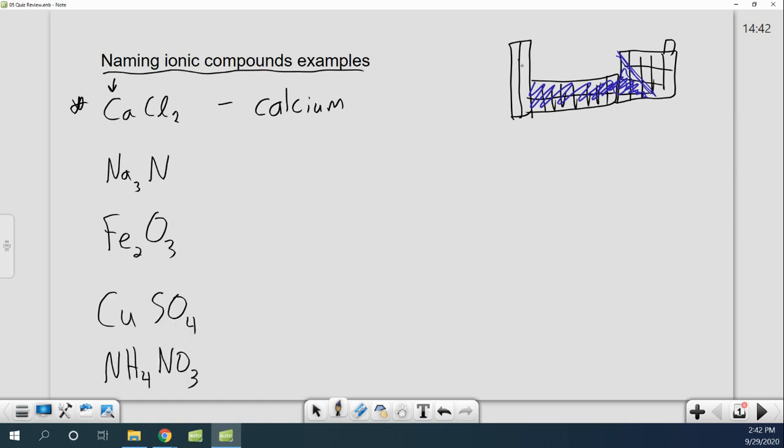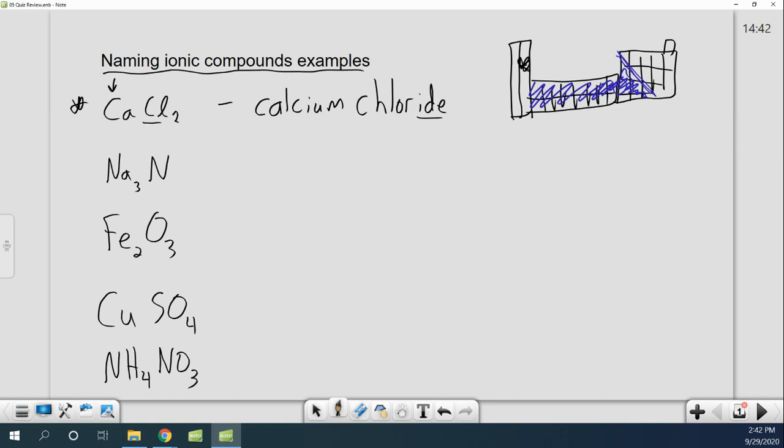Calcium, luckily for me, is somewhere over there. It is not a transition metal, so I don't need Roman numerals, which means I just name the second thing, chlorine. But I always change the ending to IDE instead of INE. So we would call that calcium chloride.